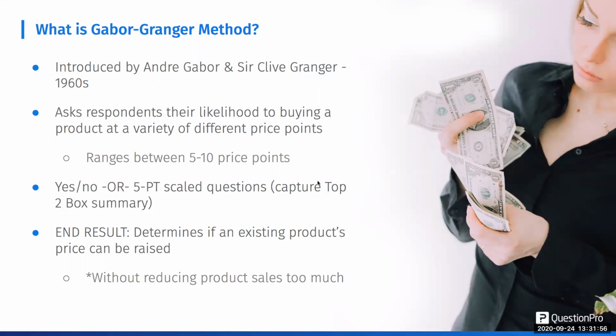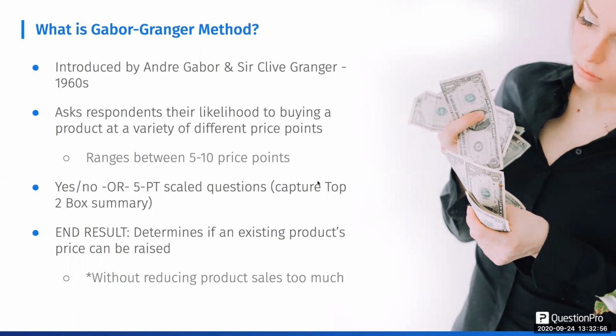Basically, it's a variant on monadic price testing, and it asks respondents their likelihood that they will buy a product or a service at a variety of different price points, typically 5 to 10 different price points, depending on the product's price elasticity and on how the researcher lays out those prices, whether as a yes/no type question or on a 5-point scale. Then you would capture your top 2 box audience, in case you wanted to split out those who are extremely likely to purchase versus those who are slightly likely, or just likely to purchase.